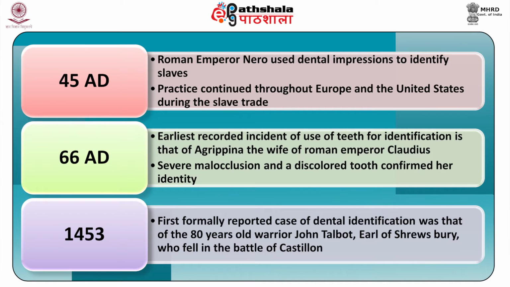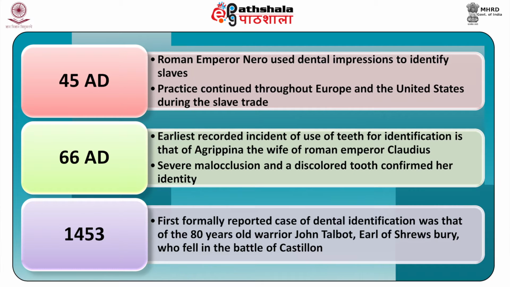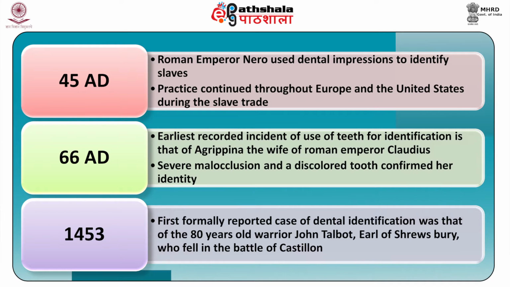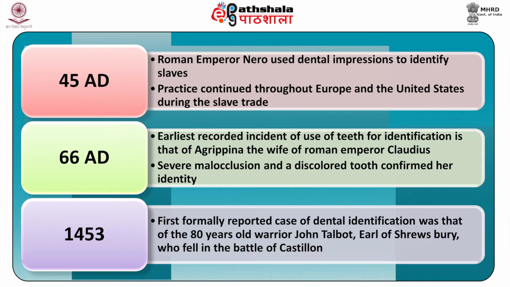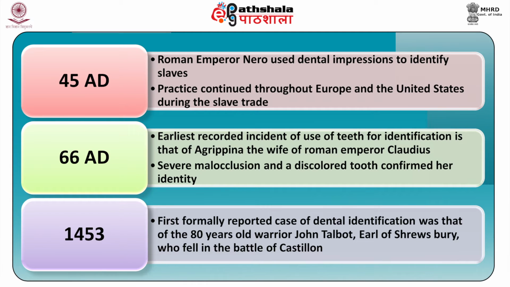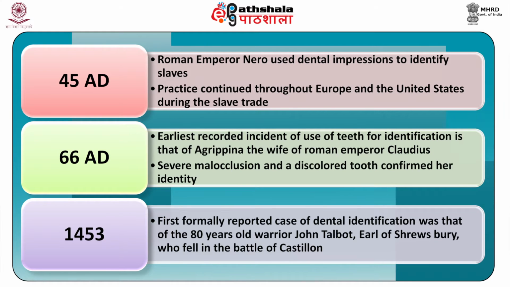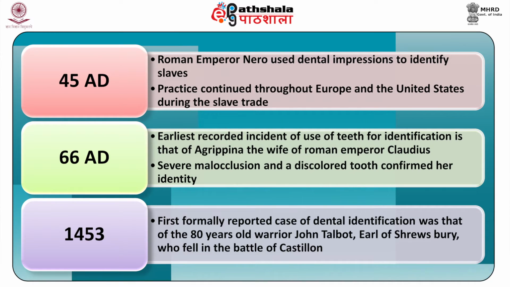In 66 AD, the earliest recorded incident of use of teeth for identification is that of Agrippina, the wife of Roman Emperor Claudius, who demanded the disembodied head of her husband's mistress Lollia Paulina. The severe malocclusion and a discolored tooth confirmed her identity. Then there was a gap of around 1000 years. Then in the year 1453, the first formally reported case of dental identification was that of an 80-year-old warrior named John Talbot.